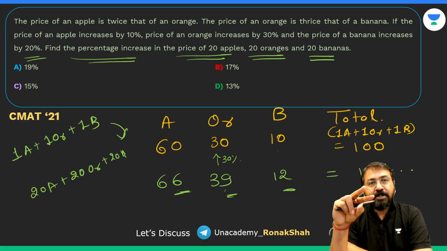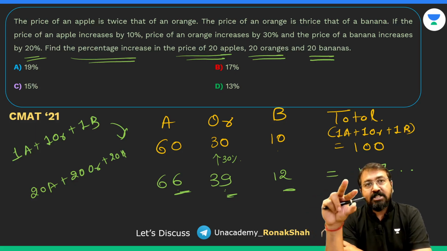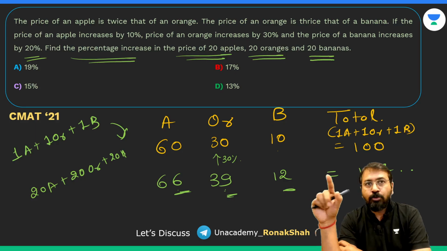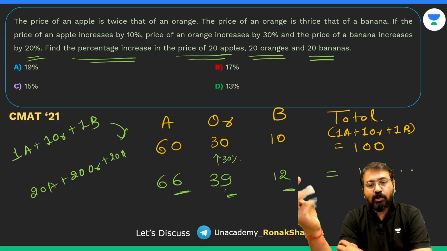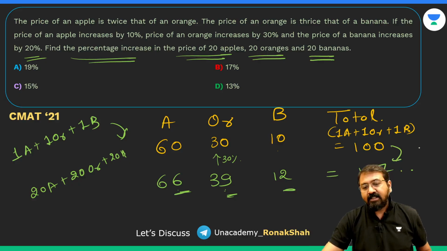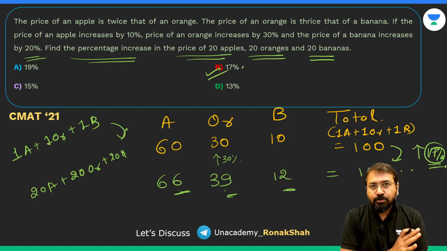But instead, if you purchase 20 apples at 5 rupees, you paid 100 rupees, and now you purchase 20 apples at 6 rupees, so you will pay 120 rupees. So for 20 apples also the increase will be 20% only. So here we can directly say the increase is going to be 20%. Whether we calculate on 1 or on 20, it's the same. So this was the point that I wanted you to understand. I really hope you have understood this part.